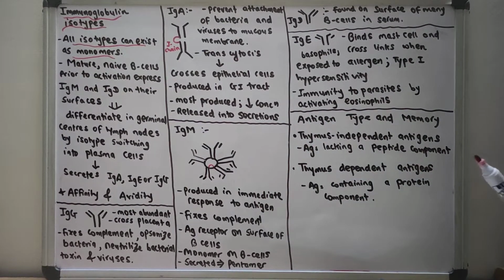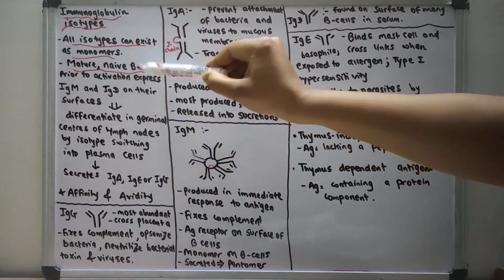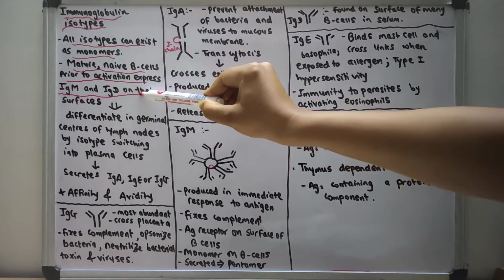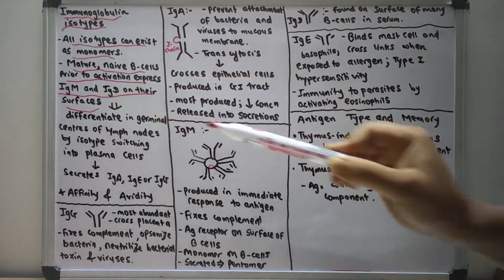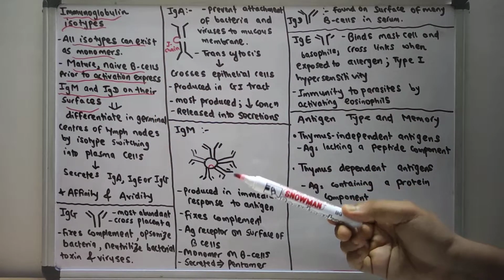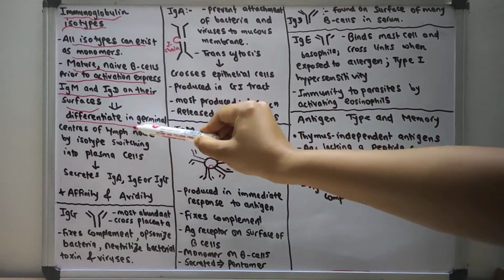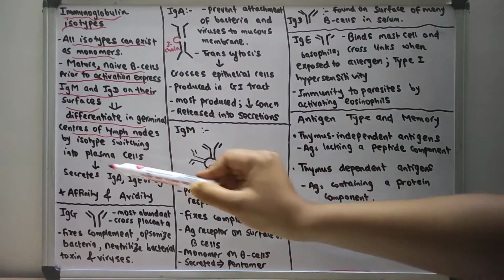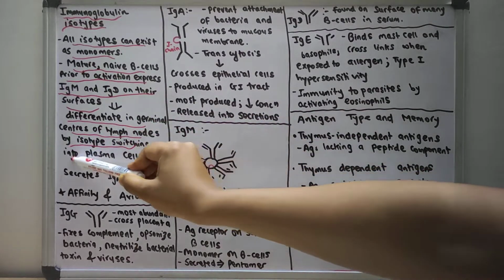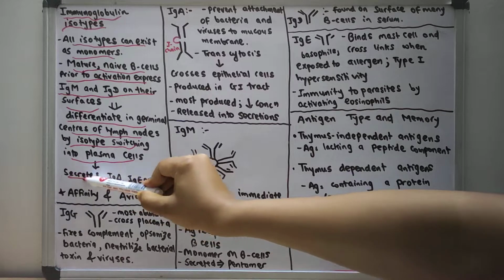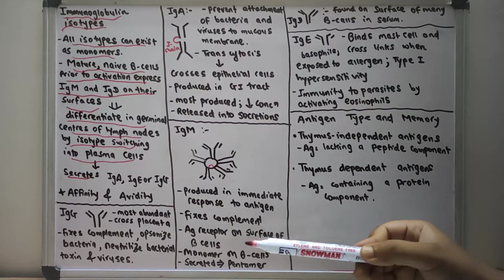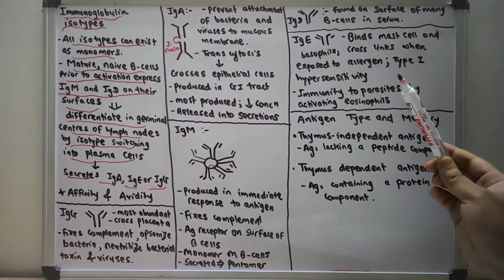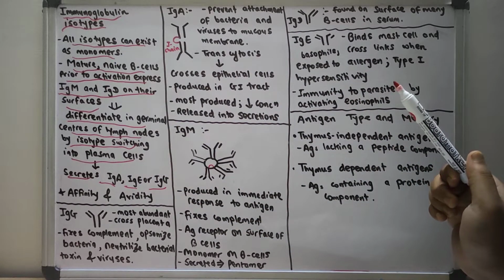The mature and naive B cells, prior to activation, express IgM and IgD on their surfaces. When the B cells differentiate in the germinal centers of the lymph node, by isotype switching into the plasma cell, they secrete other types of immunoglobulin, that is IgA, IgE, or IgG. So this you have to know.